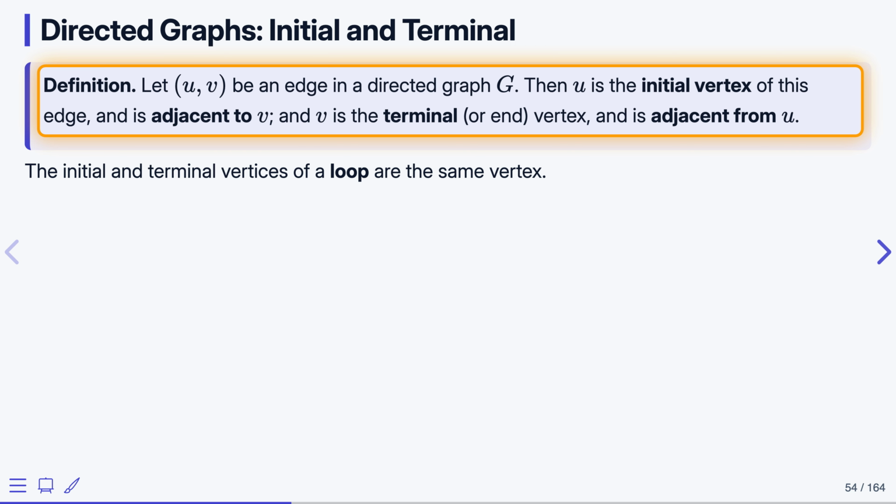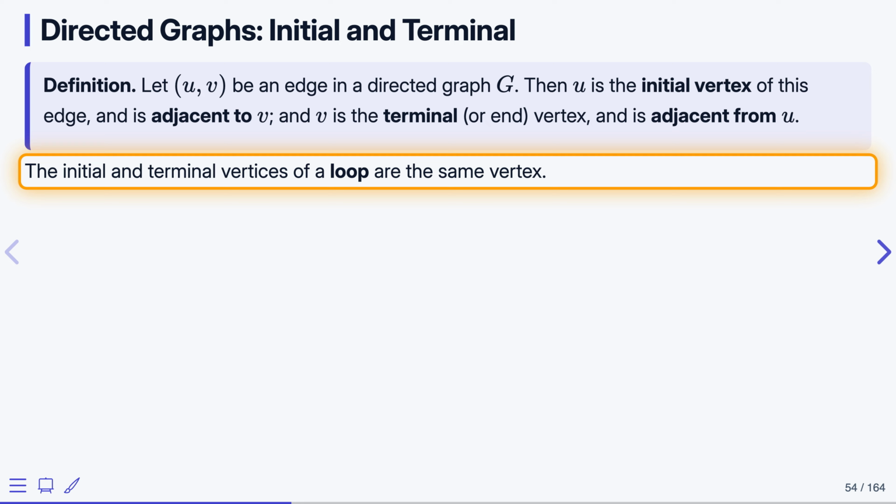Now we look at directed graphs again. Take the edge uv, it starts at u, and it ends at v. We say u is the initial vertex, and v is the terminal vertex. We also say u is adjacent to v, and v is adjacent from u. Those two phrases sound alike, so read them slowly. Adjacent to points forward along the arrow, adjacent from points backward. And for a loop, the start and the end are the same vertex.